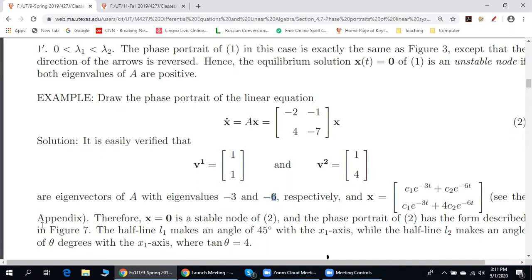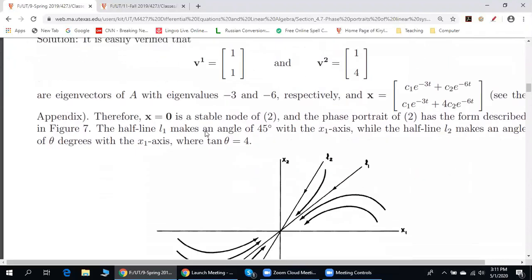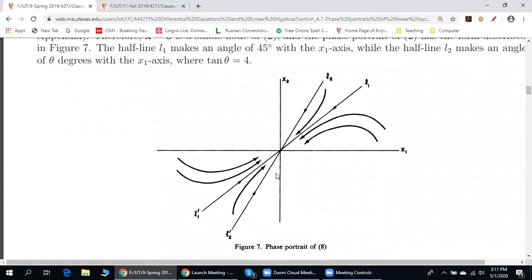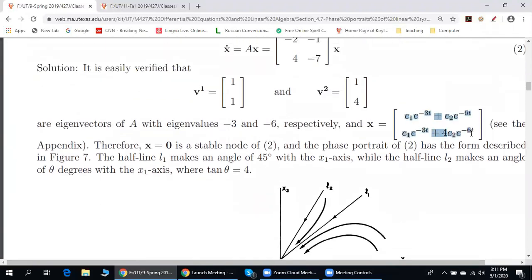One can check, work is in the appendix, that V1 is an eigenvector for -3 and V2 is an eigenvector for -6. In order to sketch the phase portrait, draw this line, which is parallel to V1, draw this line, which is parallel to V2, and then sketch the curves. Now, in this problem, we don't really need this, but in order to answer your question, please take a look at the formulas for the general solutions.